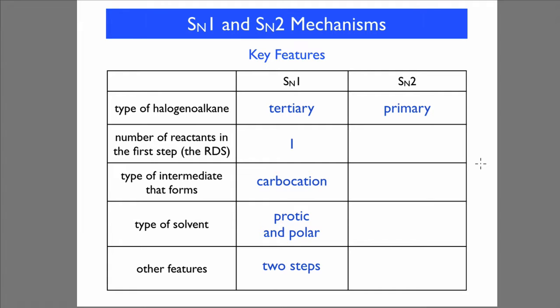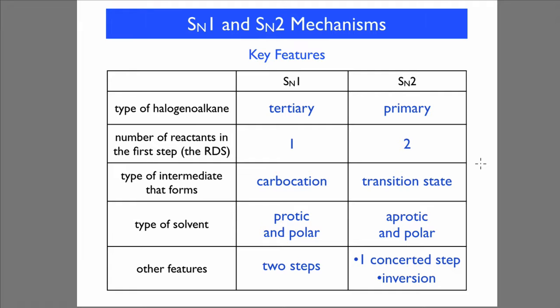SN2 will have primary halogenoalkanes. There's two reactants in the rate determining step. We're making that transition state, which is unstable, and we've got aprotic polar solvents. There's one concerted step, which results in inversion.